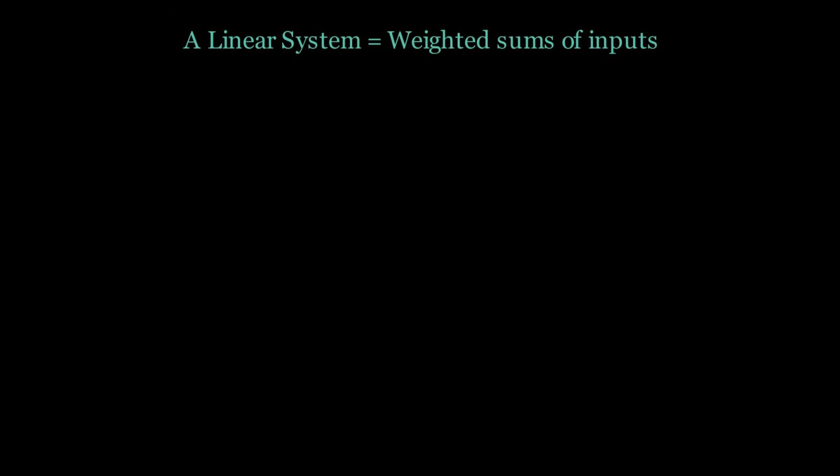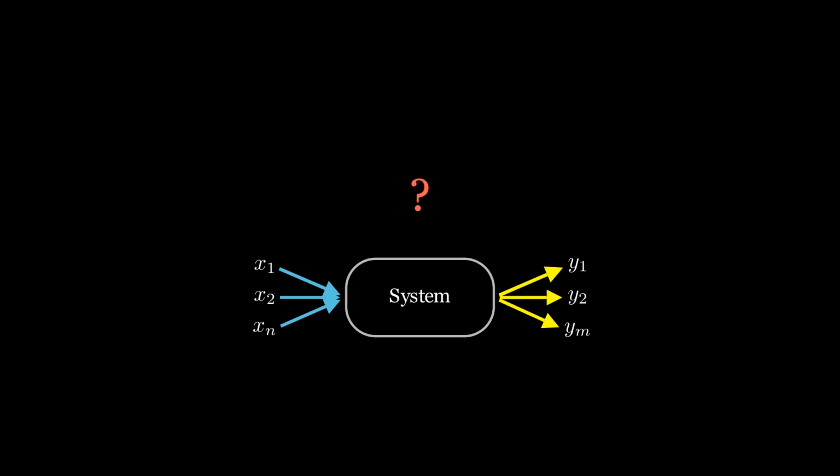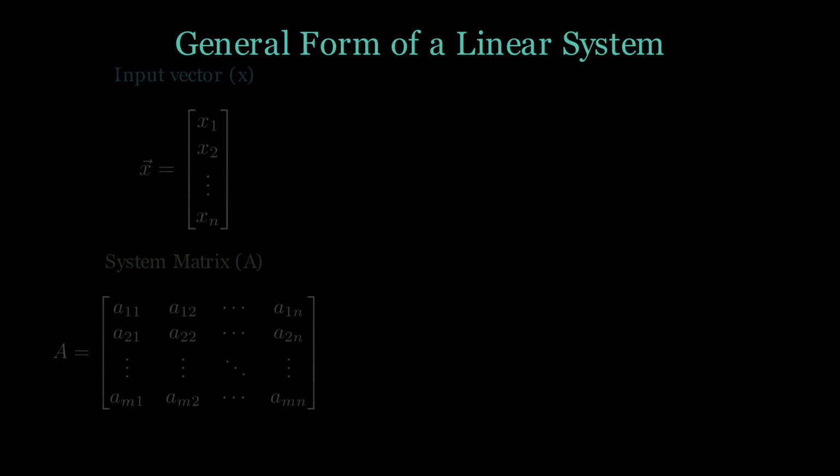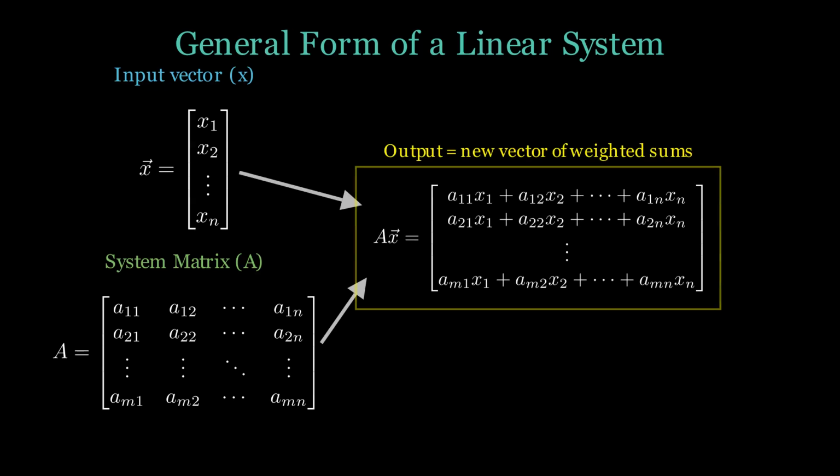To summarize, a linear system takes each input, applies a constant weight, and adds the results. So how do we express that when there are many inputs and many outputs? On the left, we have the input vector x and the system matrix A. Together, they produce this output, a new vector made of weighted combinations of x.